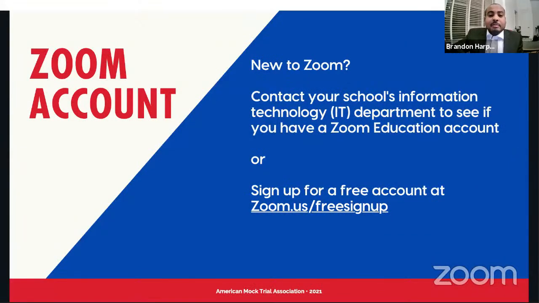I suspect that most of the people watching us have a Zoom account already, but if you do not, there are a couple of ways that you can go about getting one. One, you can sign up for free at zoom.us/free signup. You can sign up for an account at no cost that you can then use at AMTA competition. And you should check with your school to see if competitors and students at your school have access to a Zoom account through your university. They may have set you up with an account already, and check with your school to see if that's the case.